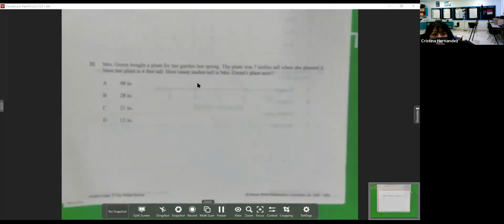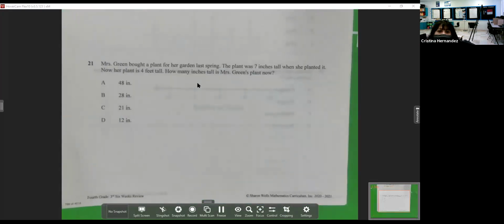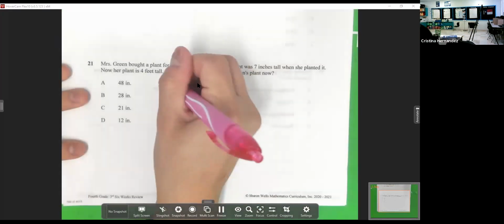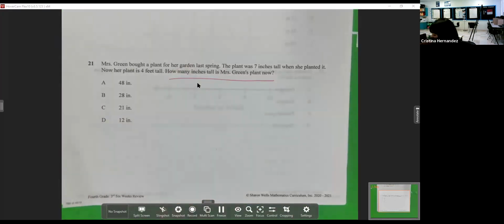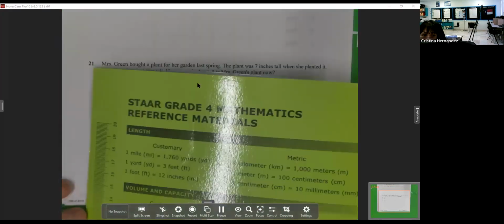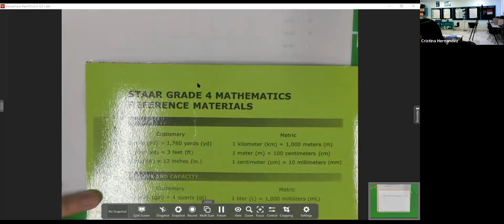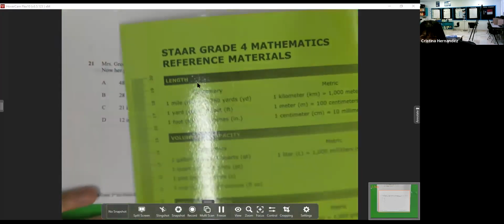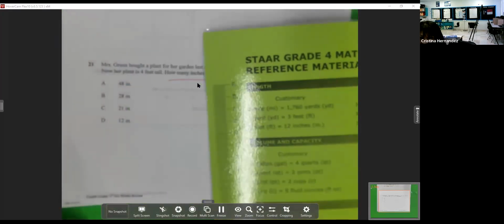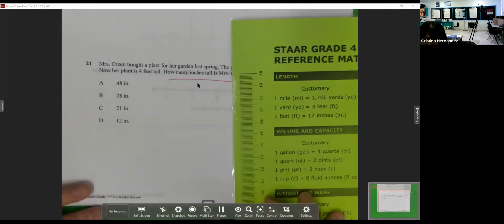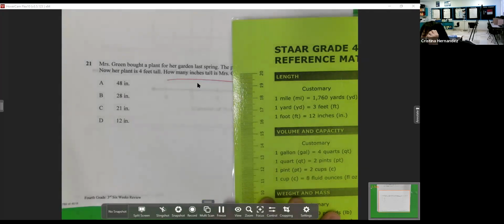So it says, Miss Green bought a plant for her garden last spring. The plant was 7 inches tall when she planted it. Now her plant is 4 feet tall. How many inches is Miss Green's plant now? We need to know how many inches are in a foot, because we're going to be converting. Somebody tell me how many inches are in a foot.